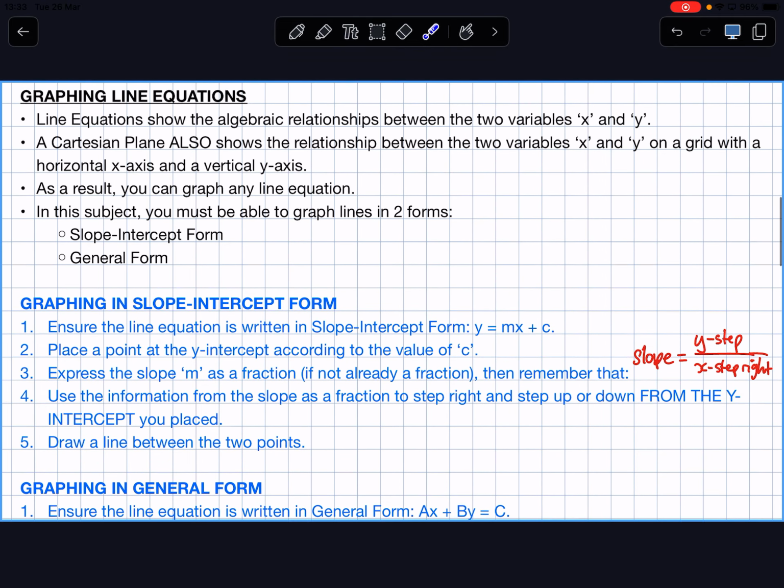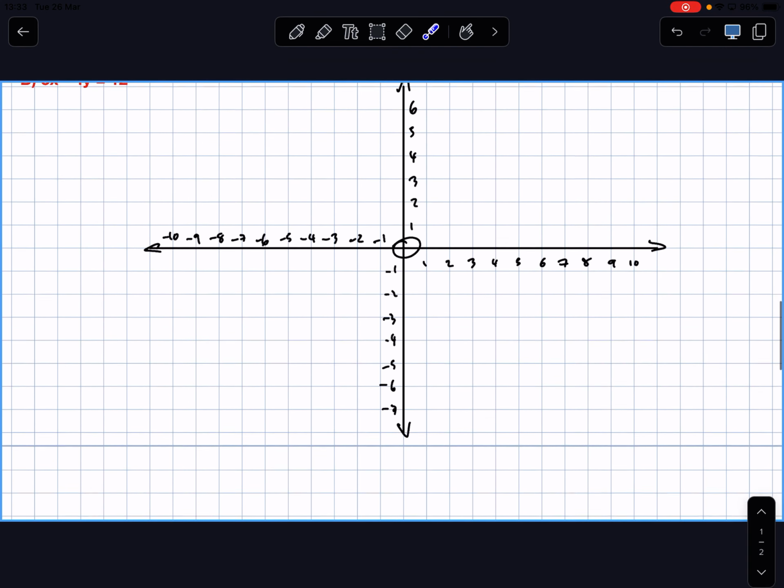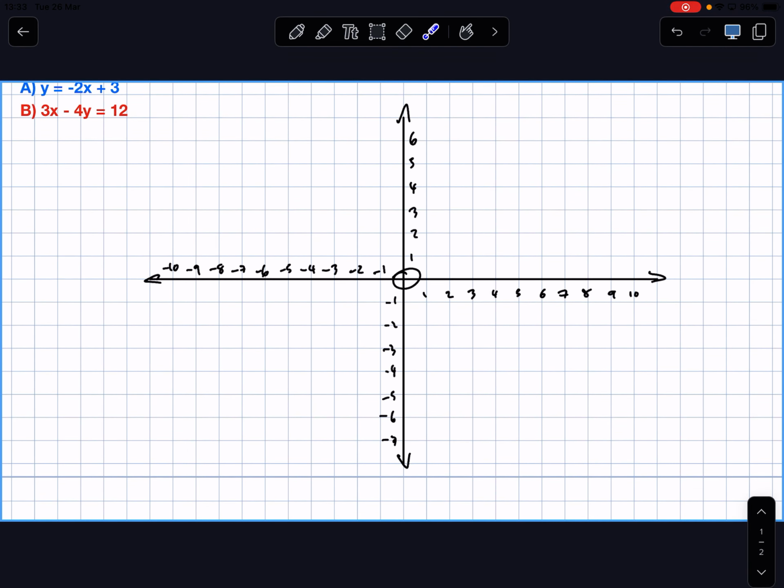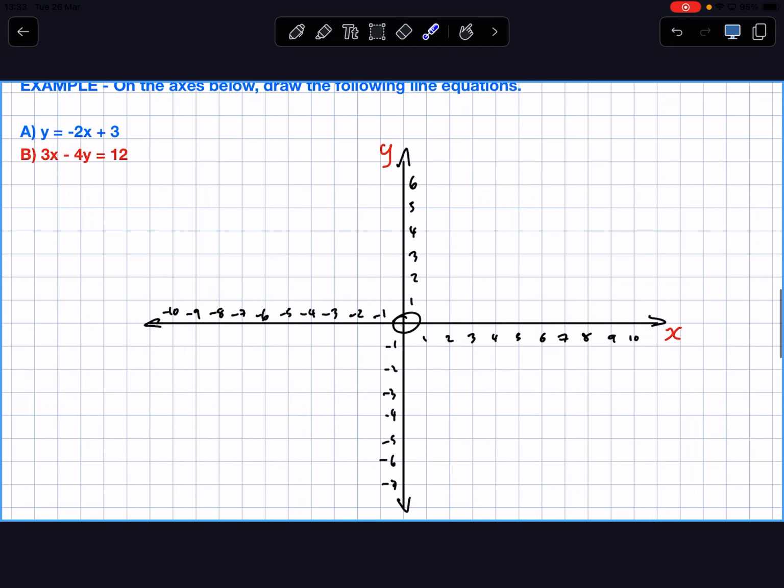So line equations show the algebra relationship between two variables x and y. A Cartesian plane also shows the relationship between the two variables x and y. Can someone tell me which one of these is the x-axis, the up and down or the left and right? Horizontal. Vertical is y. So therefore you have a relationship between whatever x is and whatever y is. And that's what the equation is telling you.